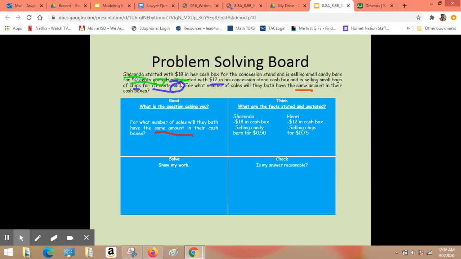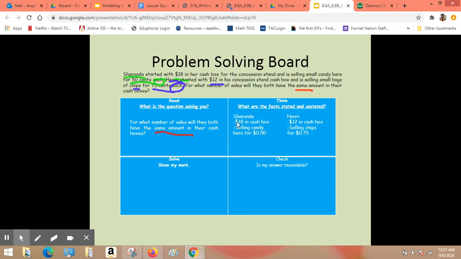Henry, he started with $12 and is selling chips. Sorry, there goes my Hispanic part coming out. For 75 cents each. Okay, so Sharonda is the green and Henry is the purple.